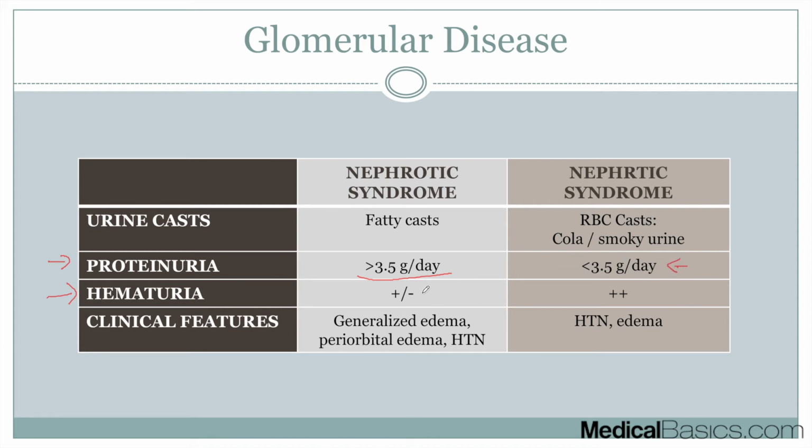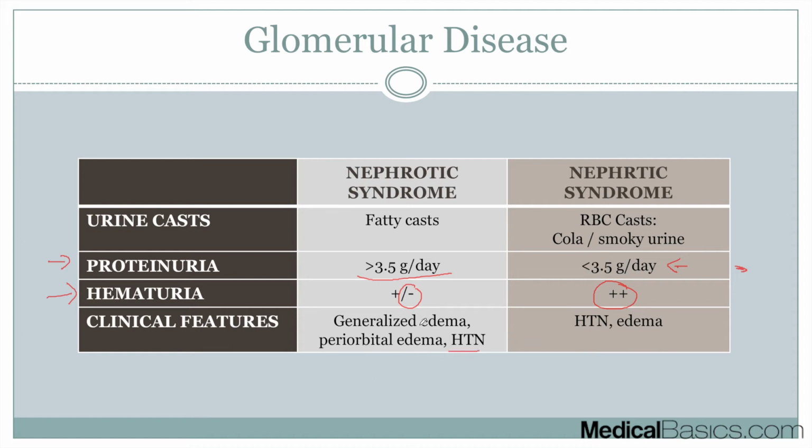Hematuria is kind of different. What we have always been taught is that nephritic has the presence of hematuria, and typically we think of nephrotic as not, but in actuality you can have hematuria in both, though typically in nephritic it's much more. So the takeaway is that the proteinuria is really where we make the definition, but in addition to that, there are the different casts and the different clinical features as well.